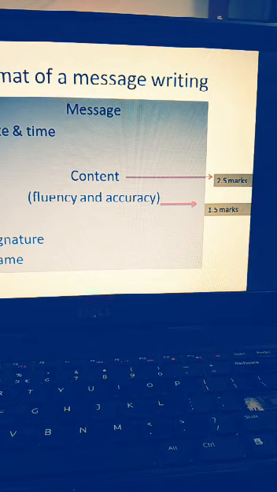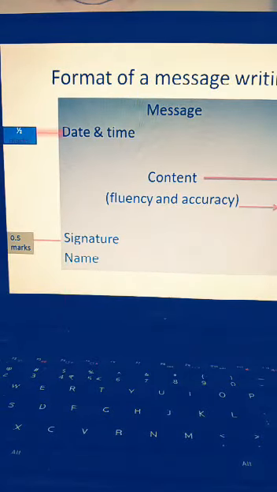The content carries 2.5 marks. After that, fluency and accuracy carry 1.5 marks. And then leave a line, write down the signature and then the name. The signature carries half marks. If you don't write the name, that's all right, but please put the signature because it carries half marks. So this is about the format of the message writing.